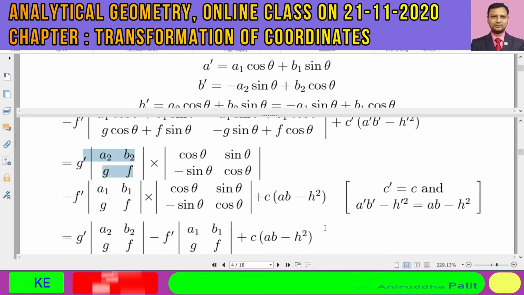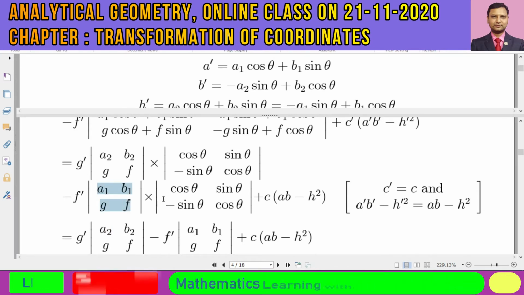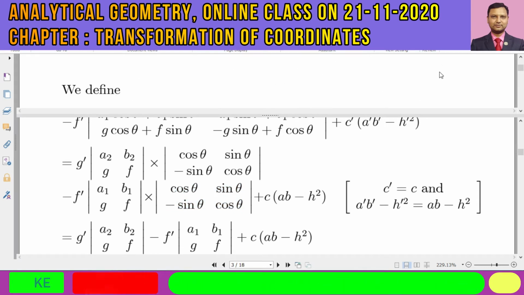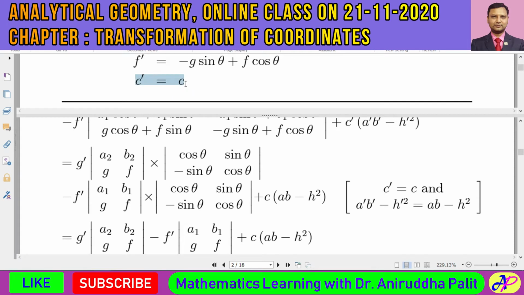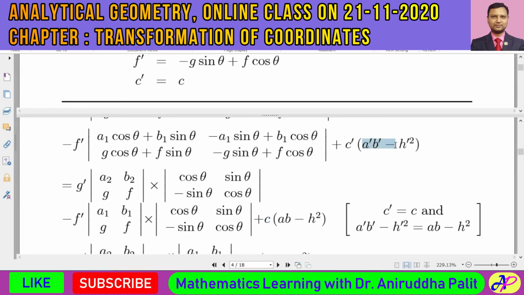So in the next line, we are just writing simply g prime into this kind of determinant a2, b2 to g and f. And in the second line, we are just keeping the first determinant, and the value of the second determinant is simply equal to 1. And what about the last term? In this last term, we already have the result that c prime is equal to c. So in place of this c prime, we can put c, and we already proved that a prime b prime minus h prime square is equal to ab minus h square in the previous question. So we can directly use these two results.